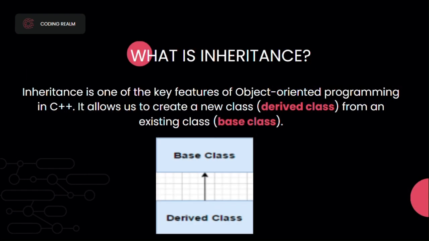Inheritance: the capability of a class to derive properties and characteristics from another class is called inheritance. Inheritance is one of the most important features of object-oriented programming. Inheritance is one of the key features of object-oriented programming in C++. It allows us to create a new class, the derivative class, from an existing class, the base class, like here in this picture, a derivative class from the base class.